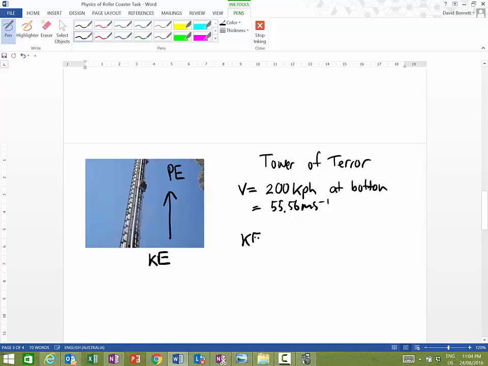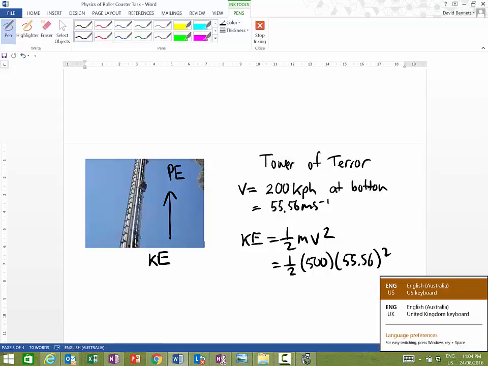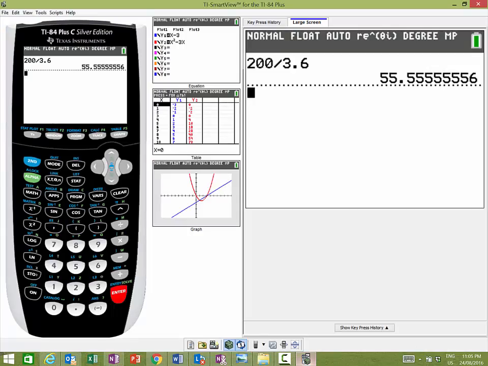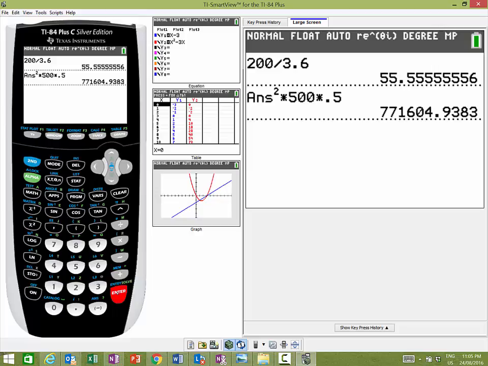Kinetic energy is equal to half the mass times the velocity squared. Let's say the cart weighs 500 kilos, or half a tonne, so it's going to be half of 500 times 55.56 squared. Probably the easiest way to do this in your calculator is to square it, times that by 500, and then times by 0.5. That gives me 771,605 joules. That's what I need to write down.